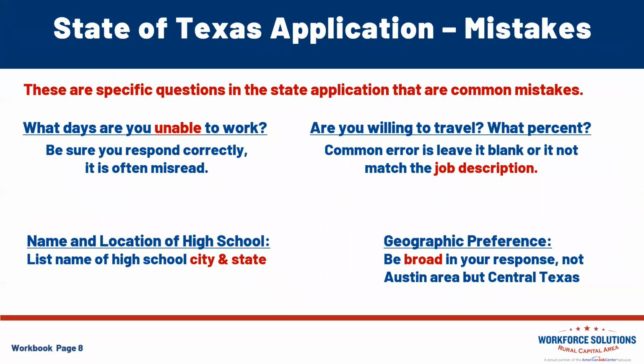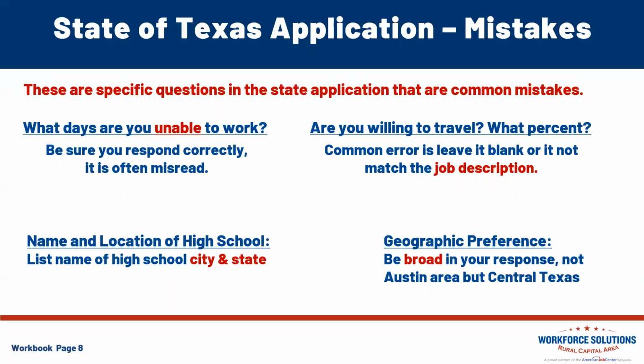Now, some of the common mistakes on the State of Texas application. The question asks, what days are you unable to work? And I have seen people put in there Monday through Friday. So be sure that you're reading the questions clearly. Are you willing to travel? If so, what percent? A common error is this is just left blank. You want to be sure if travel is mentioned in the job description at a certain percentage that you are matching that or going greater.